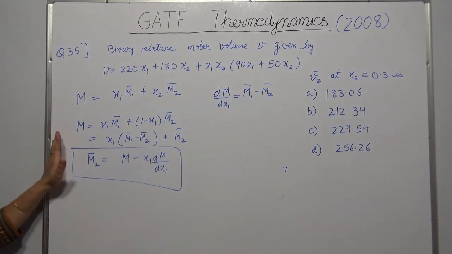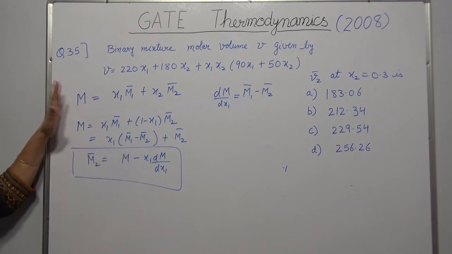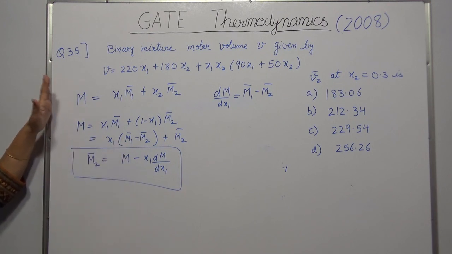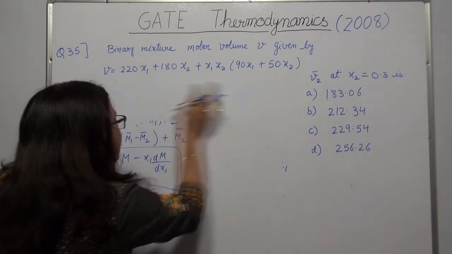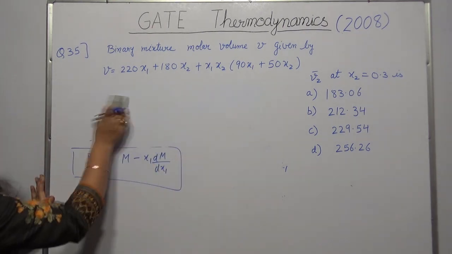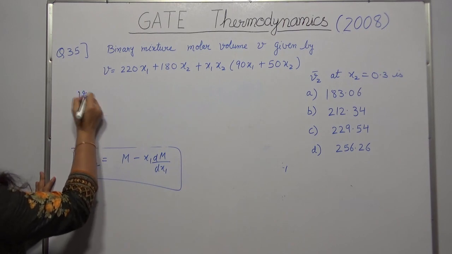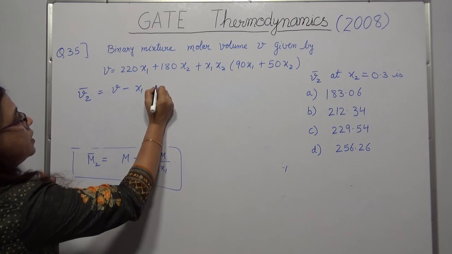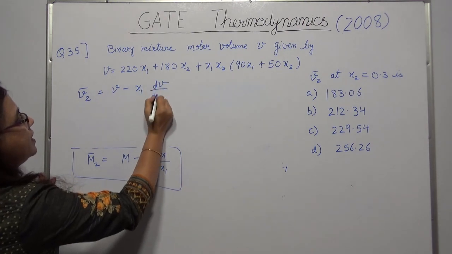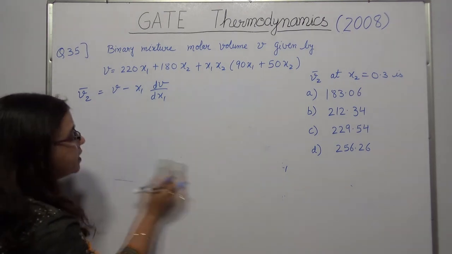It's a very simple equation, you can remember it, or if you don't remember it, don't leave this question, you can derive it within 2 minutes. So this is your equation. Now I will erase everything and write this equation in terms of the molar volume which is given. So V2 bar is equal to V minus x1 dV upon dx1. The rest of the problem is very simple.